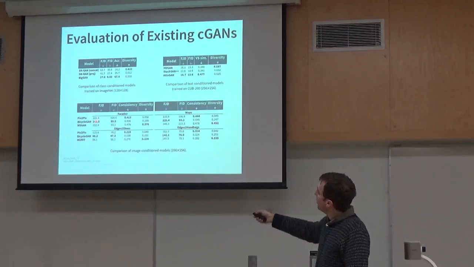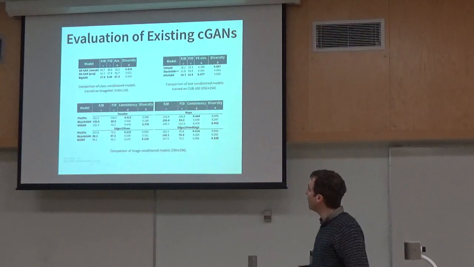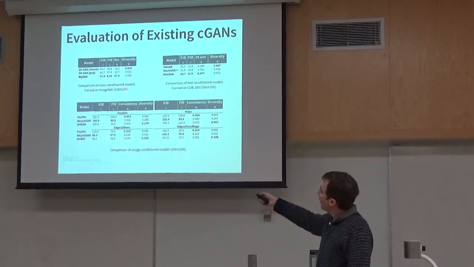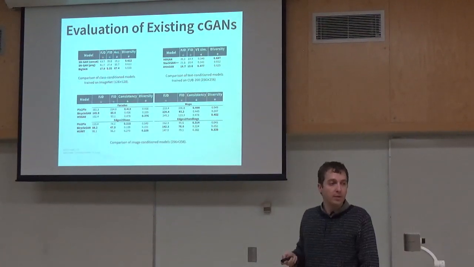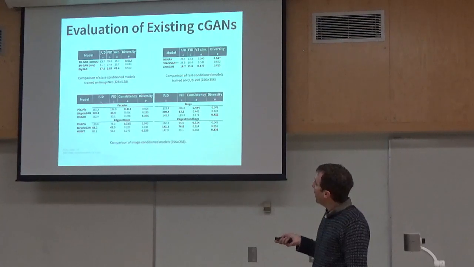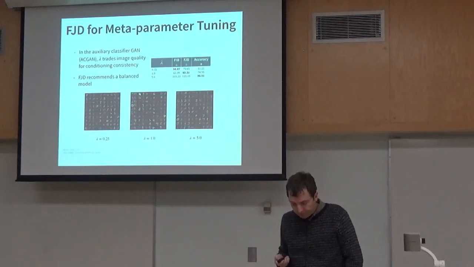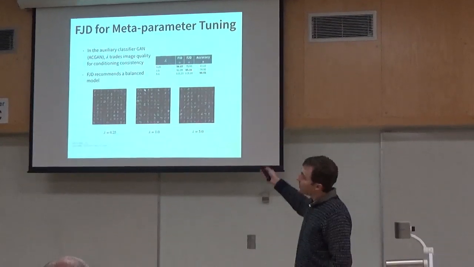And then we also do pix-to-pix models. So this is where you condition on an image and you generate another image. In each of these cases, we have situations where FJD and FID both recommend the same model. But in another case, where we've used FJD for metaparameter tuning, we see situations where FID and FJD recommend different models.